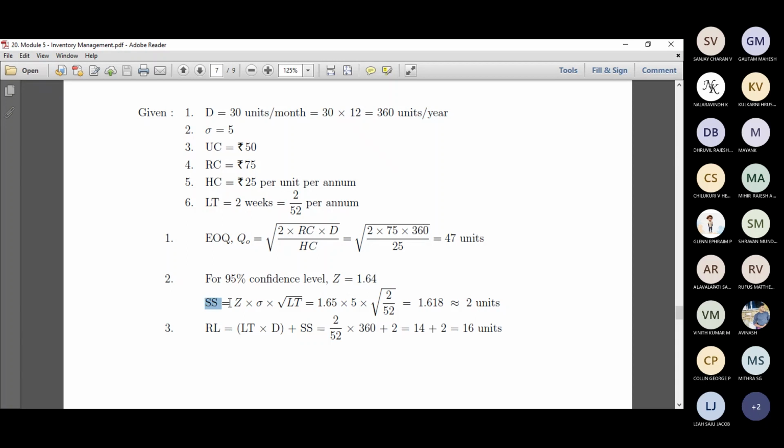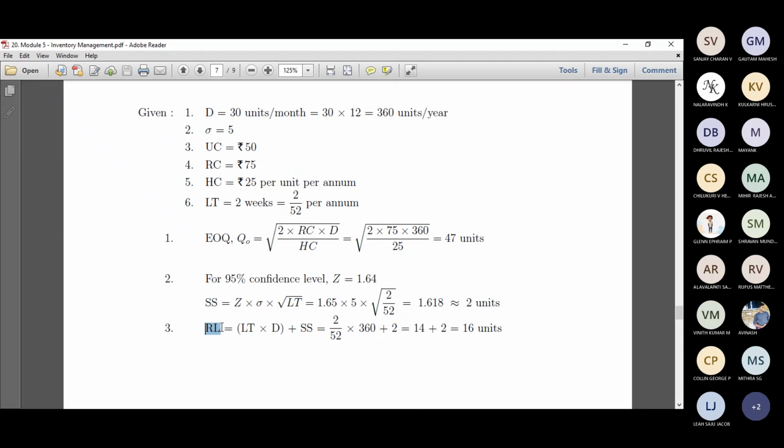So safety stock equals Z times the standard deviation, which is 5, multiplied by the root of LT. We know LT is 2 over 52. We take the root of that, and in this case it is 1.618, or 2 units. So the safety stock for this problem is 2 units, which means we cannot go beyond 2 units or replenish it completely. As simple as that.